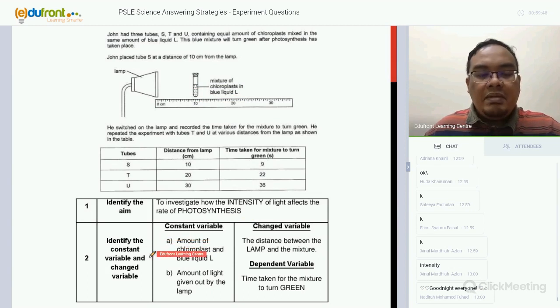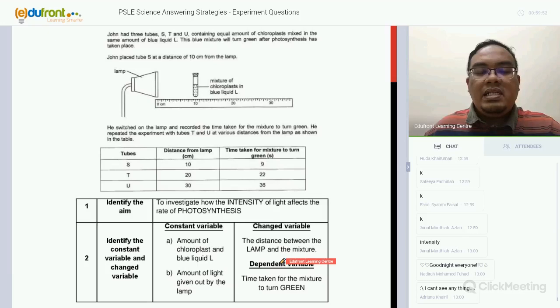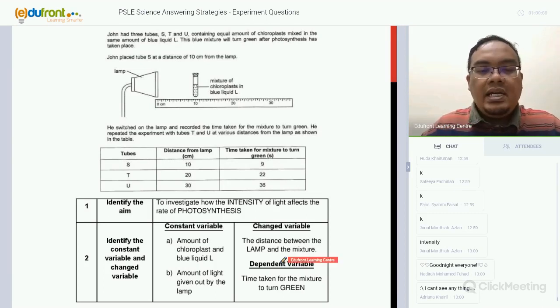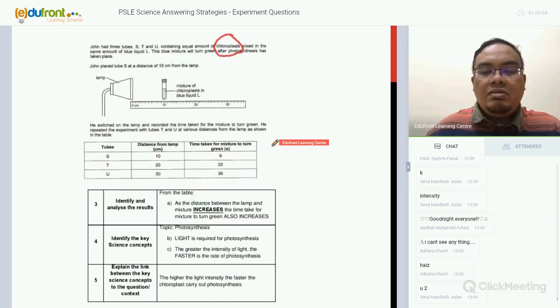Okay, so the aim of the experiment, the constant variable and the change variable is the distance between the lamp and the mixture, and the dependent variable is the time taken for the mixture to turn green. Okay, that is the dependent variable. Right, you can see here, this is the time taken for the mixture to turn green.